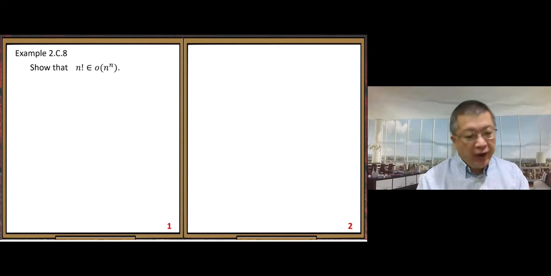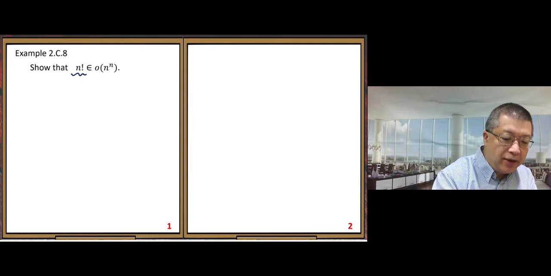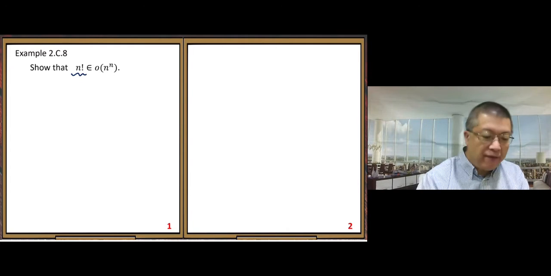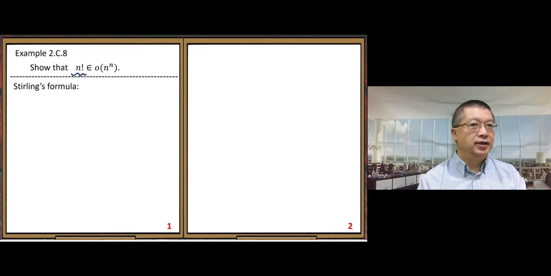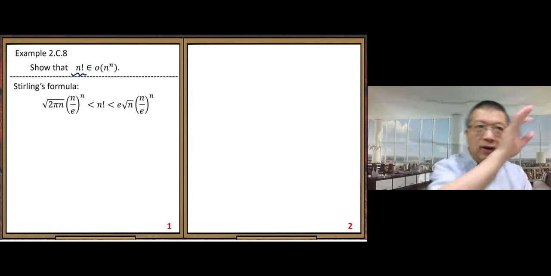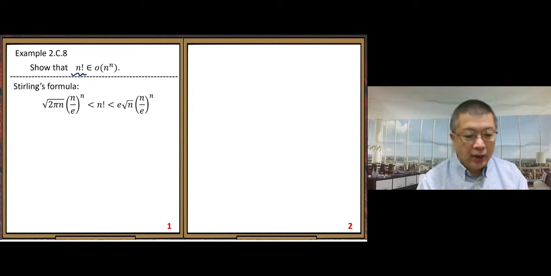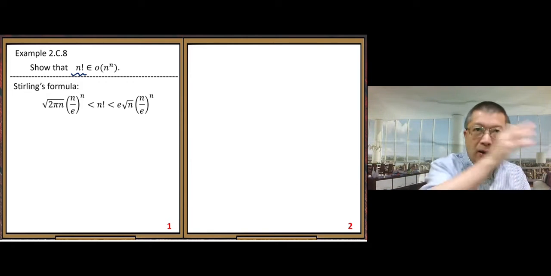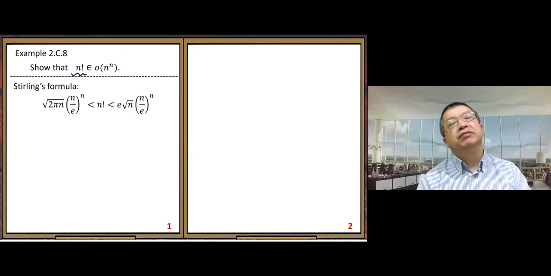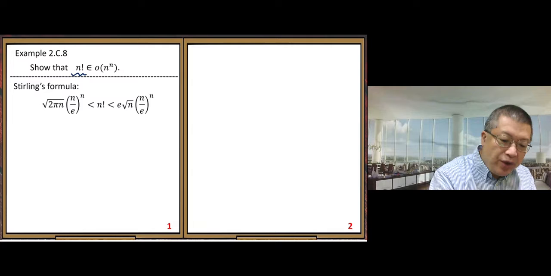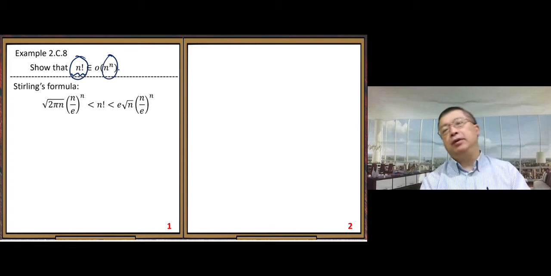This one is pretty hard, because of the n factorial. But the good thing is we have Stirling's formula. So we have an upper bound and lower bound estimate for n factorial. Now the question: how do we use the upper bound and lower bound estimate of n factorial? We need to compare n factorial with n to the nth power.